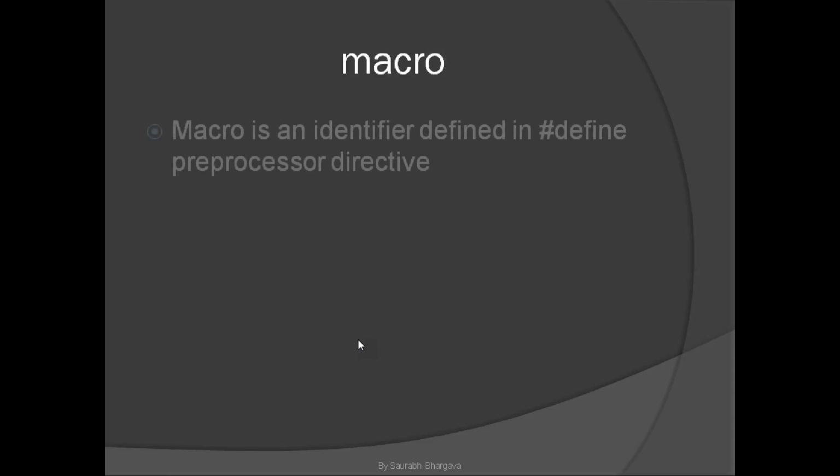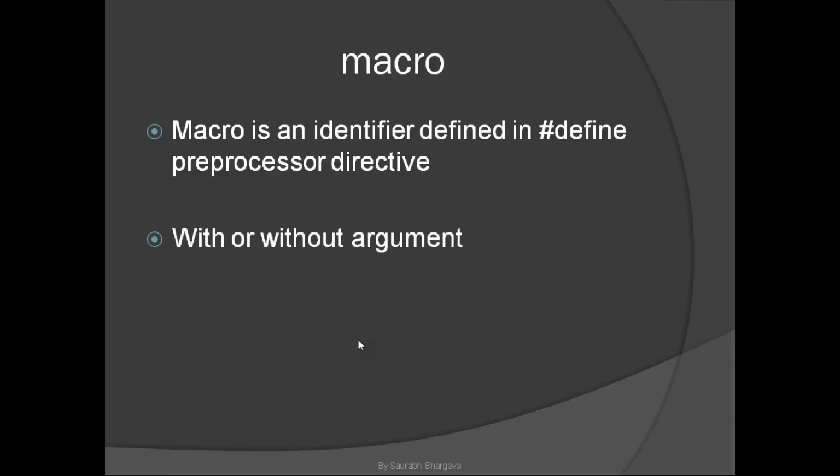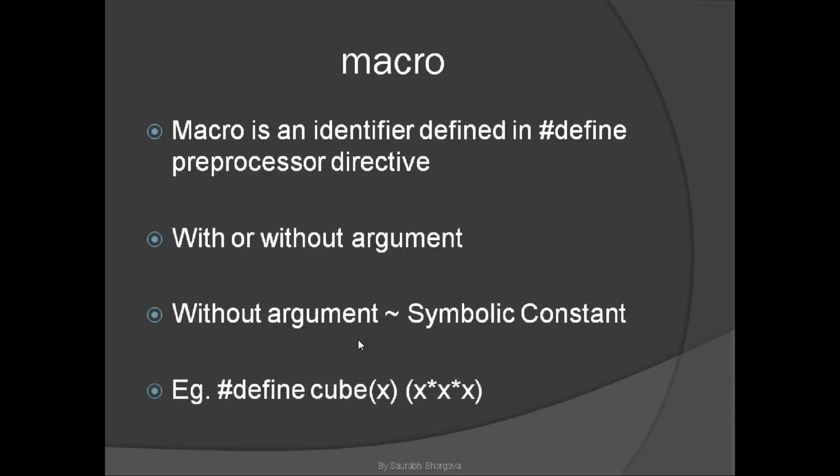And a macro is an identifier defined in a #define preprocessor directive. It can be defined with or without an argument. Without an argument it is similar to a symbolic constant, and with an argument it is defined like this. For example, #define CUBE(x), which is expanded in this form: x * x * x. So in the program, wherever we write the cube of any value, say CUBE(3), the 3 will be replaced with x, and the value will be expanded into 3 * 3 * 3. Then we will get the result of this.